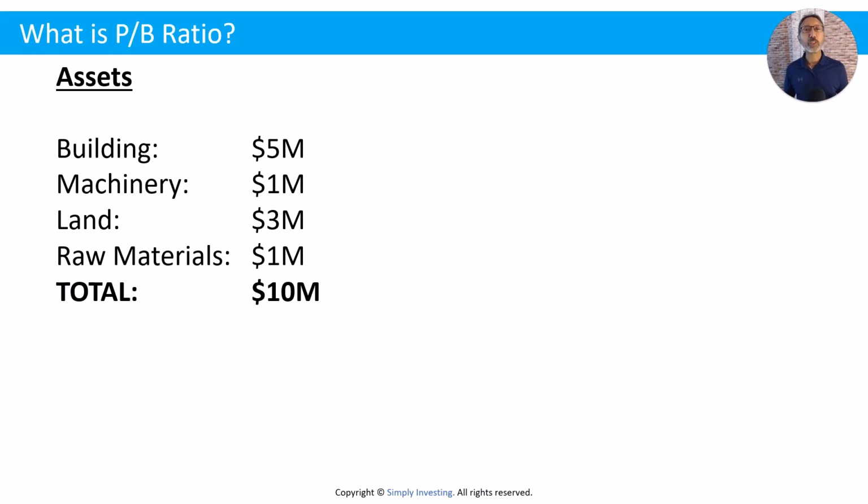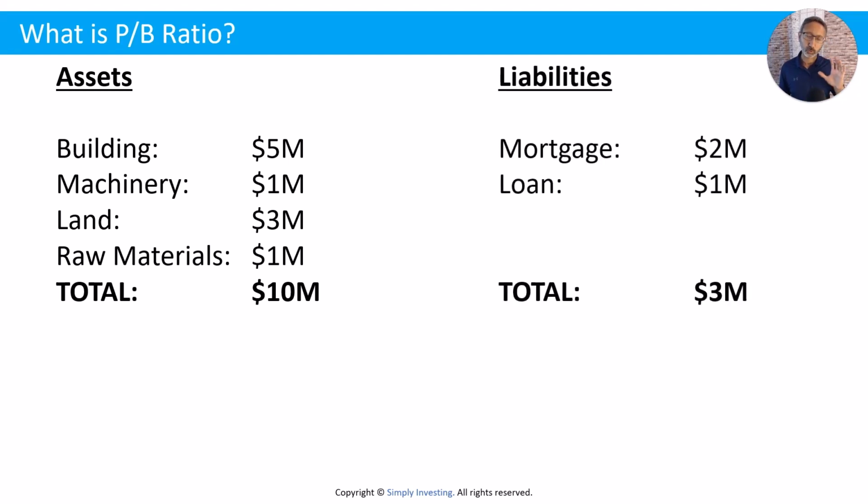Liabilities. How much money does the company owe to the bank, to lenders, to creditors, right? Other vendors, maybe they owe them money for different things. So again, we're going to keep this really simple. It's a simple example here. So let's assume the company has a mortgage of $2 million on that property. And then they have another $1 million loan that they've taken out from a bank or a financial institution. So the total liabilities today are $3 million.